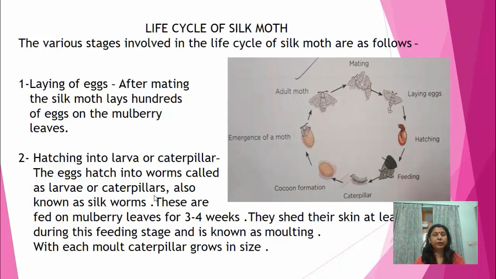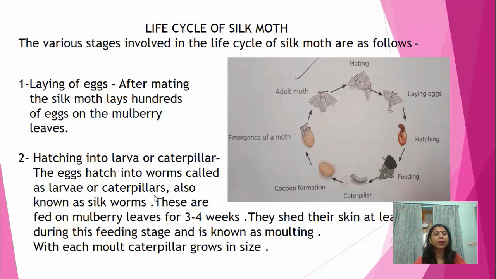Now the second stage is hatching into larva or caterpillar. Means when the eggs hatch, what comes out? Worms. And these worms are the silkworms. They are also known as larva or caterpillars. These silkworms feed on mulberry leaves for 3 to 4 weeks, and they shed their skin at least 4 times during this feeding stage.